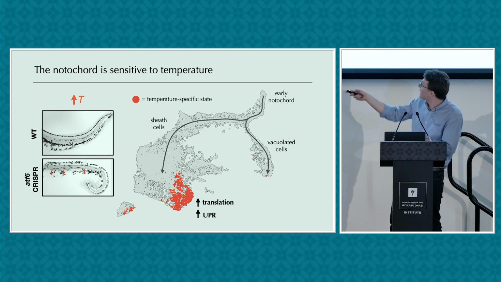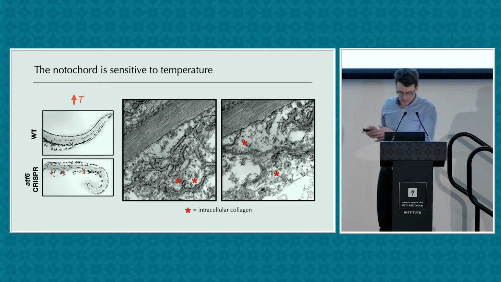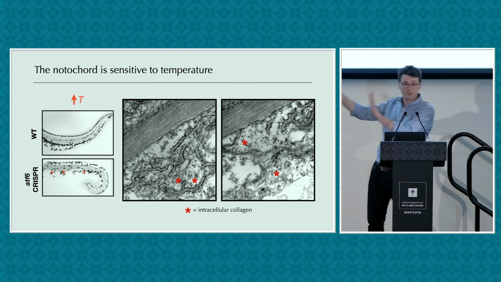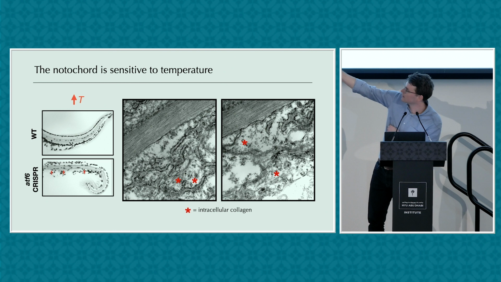And I actually went one layer further to look inside these sheath cells with EM, and I'm going to try to show you what I saw. This is now just in the high temperature ATF6 mutants. So this is the sheath I told you about that they secrete. This is one sheath cell. Here's one vacuolated cell underneath.